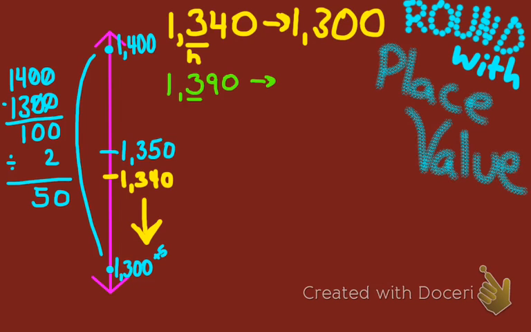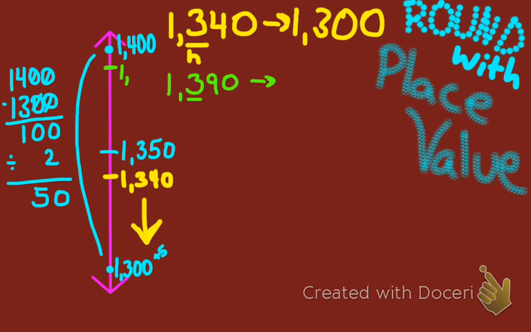Let's round one more, this time 1,390. Just like with the other number, between 1,300 and 1,400 it's 100 points, and our midpoint is 1,350. It's pretty easy to figure out that 1,390 is bigger than the midpoint of 1,350, so it's going to be in this area, somewhere around here.